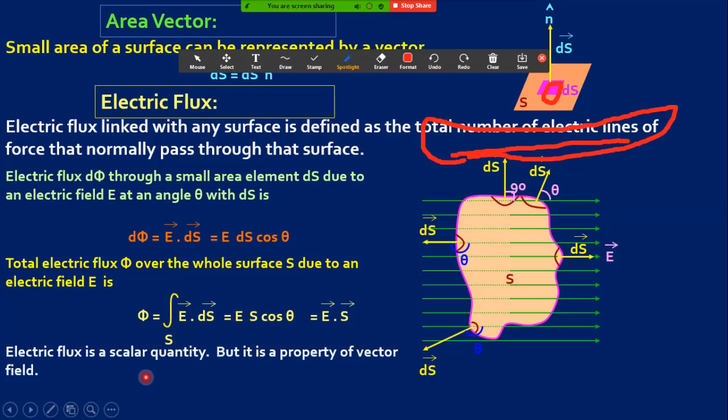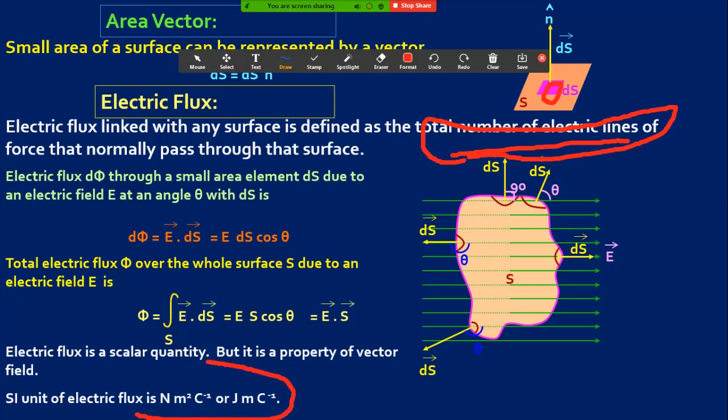Electric flux is a scalar quantity, but it has the property of a vector field. SI unit of flux is Newton meter square per coulomb or Joule meter per coulomb. Okay, boys, look here. The unit of electric flux is Newton meter square per coulomb or Joule meter per coulomb.